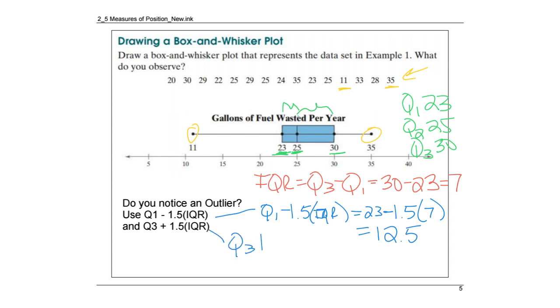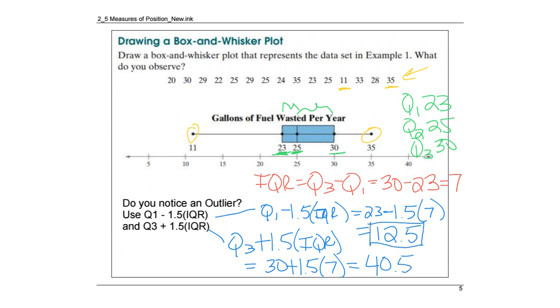Then let's do the same thing for this one. This is Q3 plus 1.5 times the IQR, so that's 30 plus 1.5 times 7. Let's see what that is. Did I do that right? Yep. So that is 40.5. All right, so I have 12.5 on one end and 40.5 on the other.